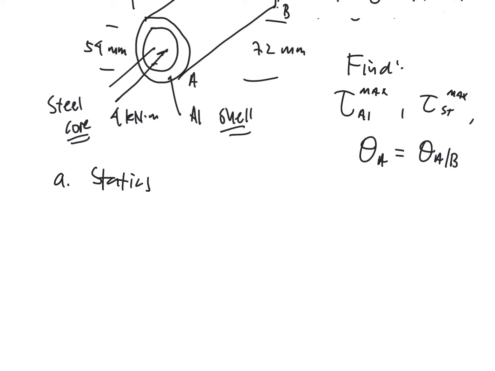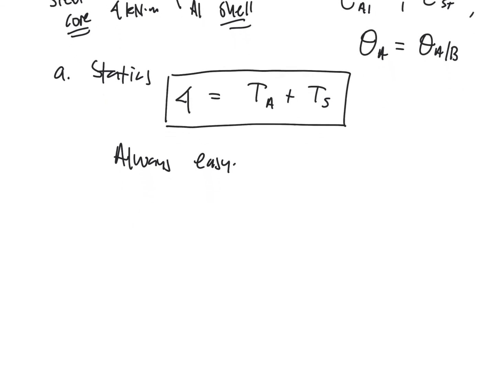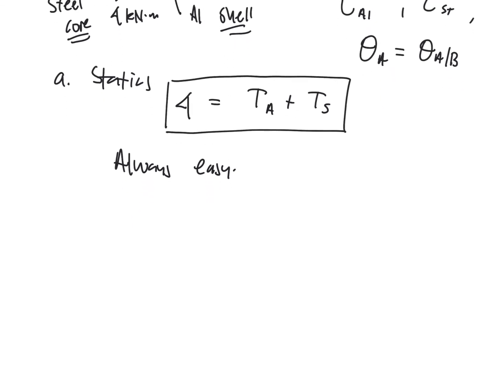The nice thing about these problems is the statics is borderline trivial. This just says that the applied load of 4 has to be balanced by the torque in the aluminum and the torque in the steel. I'm just going to use one letter for these. Statics for composites is almost always really, really easy and very straightforward. The applied torque, part of it goes into one solid, part into the other. There's no internal cut you have to do, because those values are the internal values.